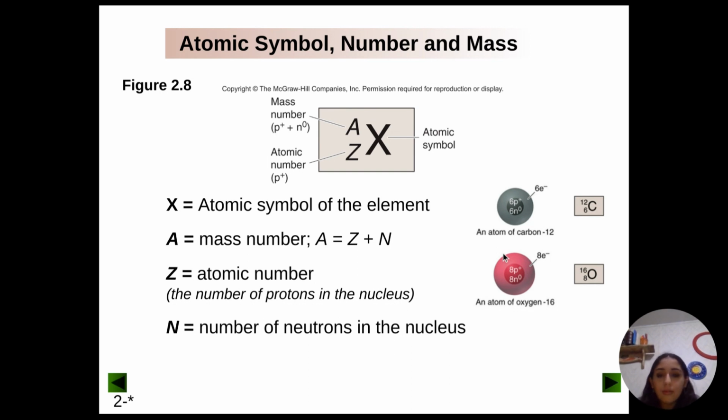for the atomic symbol. A is your mass number. You see here it's at the top, so it's your protons plus your number of neutrons. Also, A equals Z plus N, which we're getting to just here. Z is your atomic number, which is the bottom here, which is your number of protons, and then N is your number of neutrons. So once again, it's your number of protons and neutrons. You're going to add them together to get this.